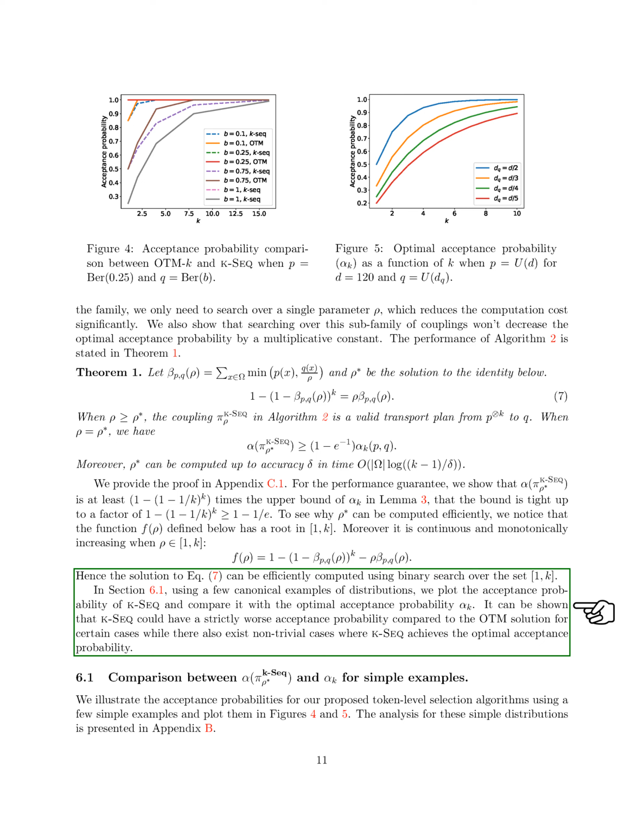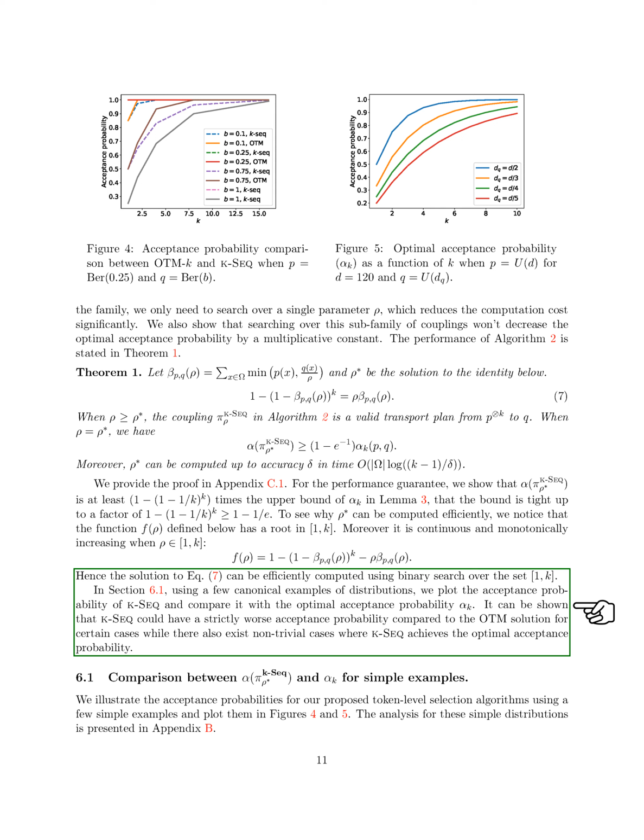We provide examples of distributions and plot the acceptance probability of K-seq and compare it with the optimal acceptance probability. We find that K-seq could have a worse acceptance probability compared to the optimal transport solution for certain cases, but there are also cases where K-seq achieves the optimal acceptance probability. We also compare the acceptance probabilities for our proposed token-level selection algorithms using a few simple examples.